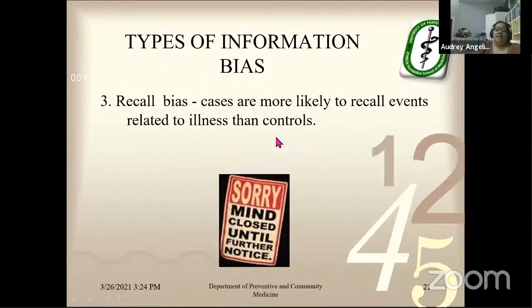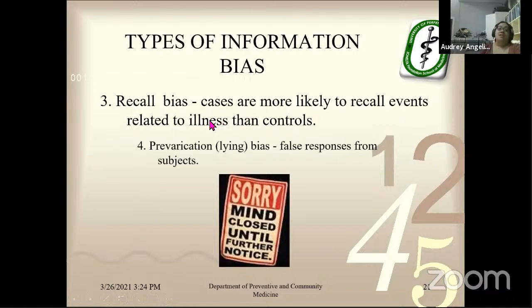Recall bias, so cases are more likely to recall events related to illness than controls. So if it's eventful, something happened to your intervention, then most likely you can recall. So for example, you come across a lot of people. One would have a limp. So because that person has a limp, you would have a bias to recall that person because it is related to something, some illness or something different.